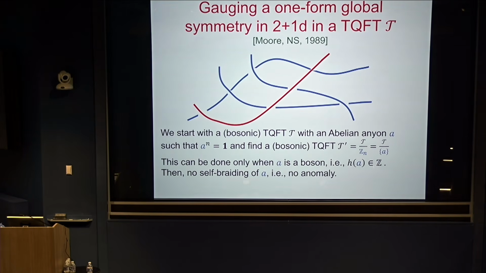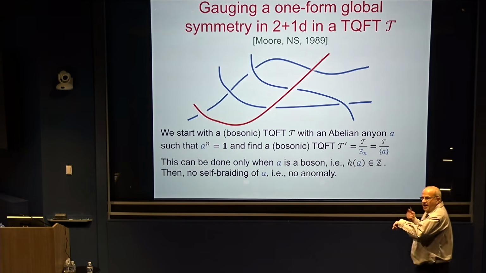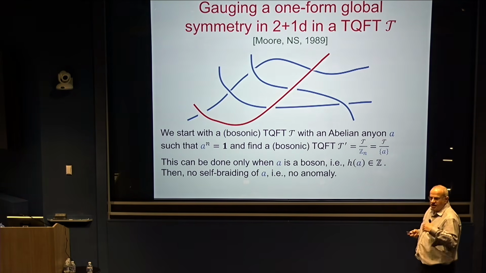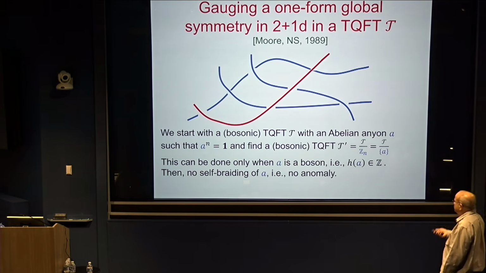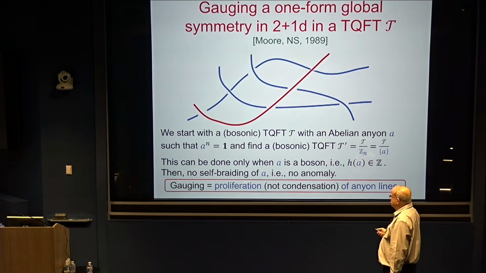So this can be done only when A is a boson, that we all know, which means that its spin is an integer. And that means that there are no self-braidings of A. And in modern terms, this means that there is no anomaly. The self-braiding of the anyon A is a manifestation of the anomaly. So we say that the anyon we proliferate should be a boson. Otherwise, the proliferation doesn't make sense. In terms of the gauging, this is the statement that there is no anomaly.